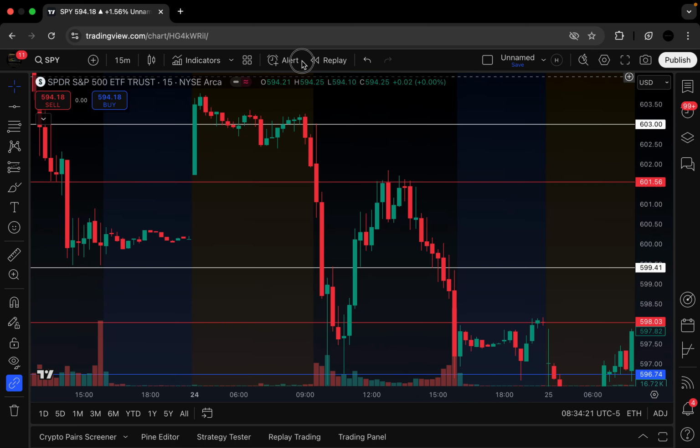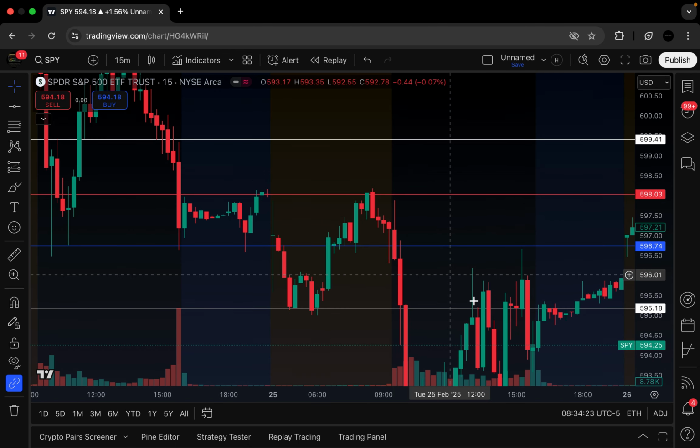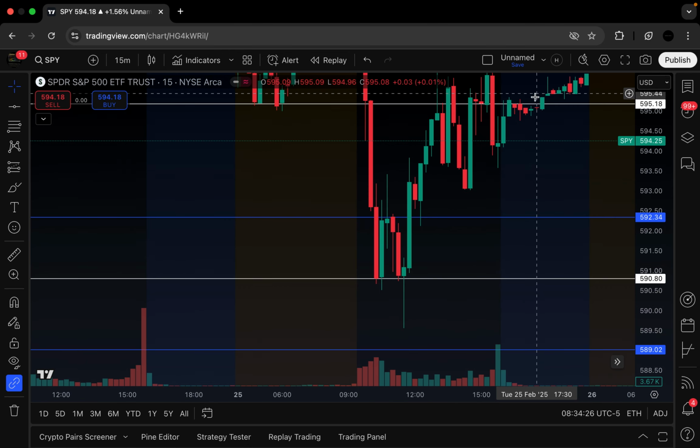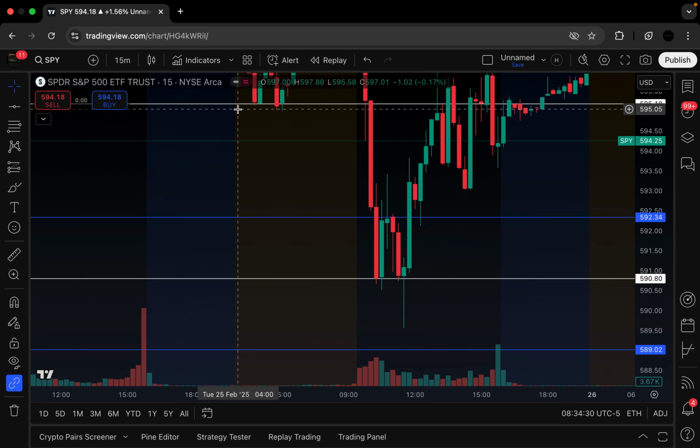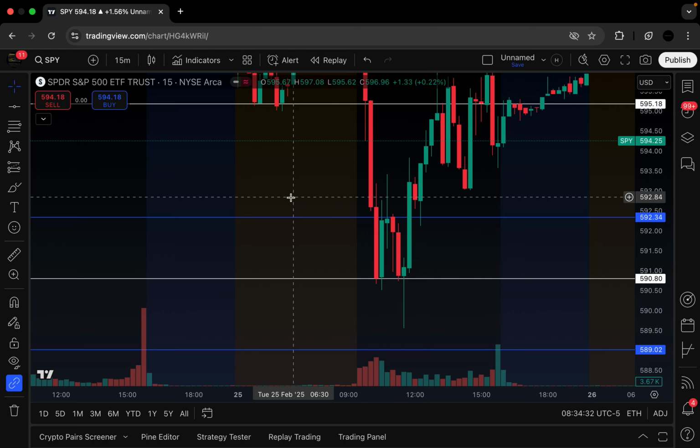Nothing crazy. I like to look at levels of interest, and I just ping pong them. It's almost like support and resistance, but just my own little way of looking at it.